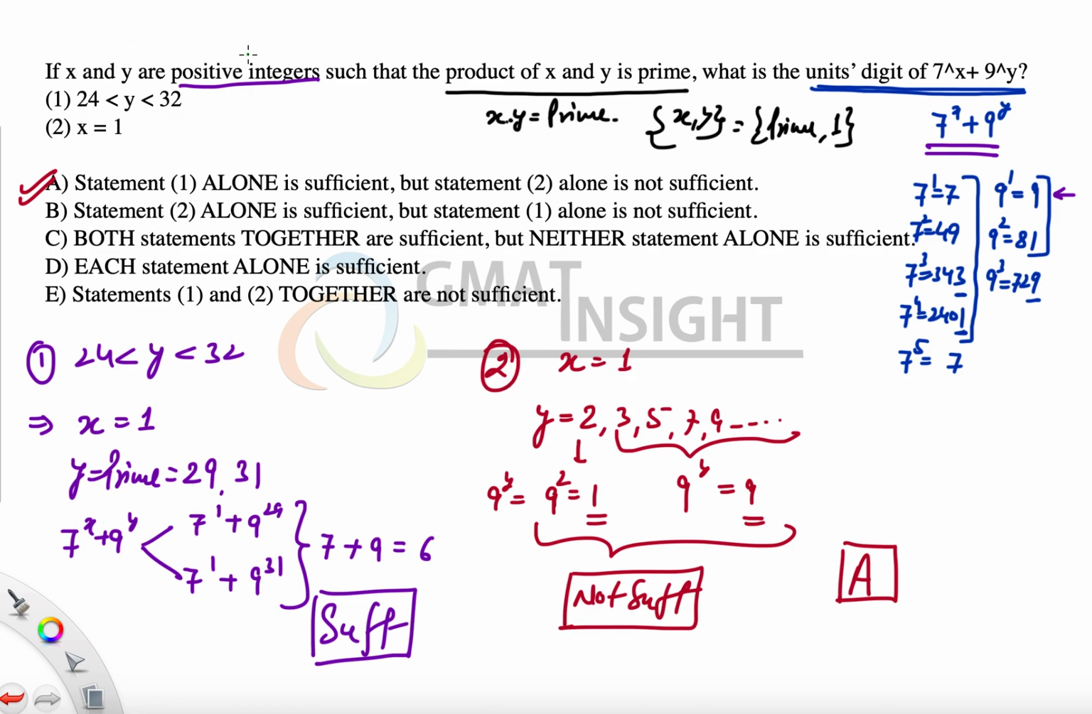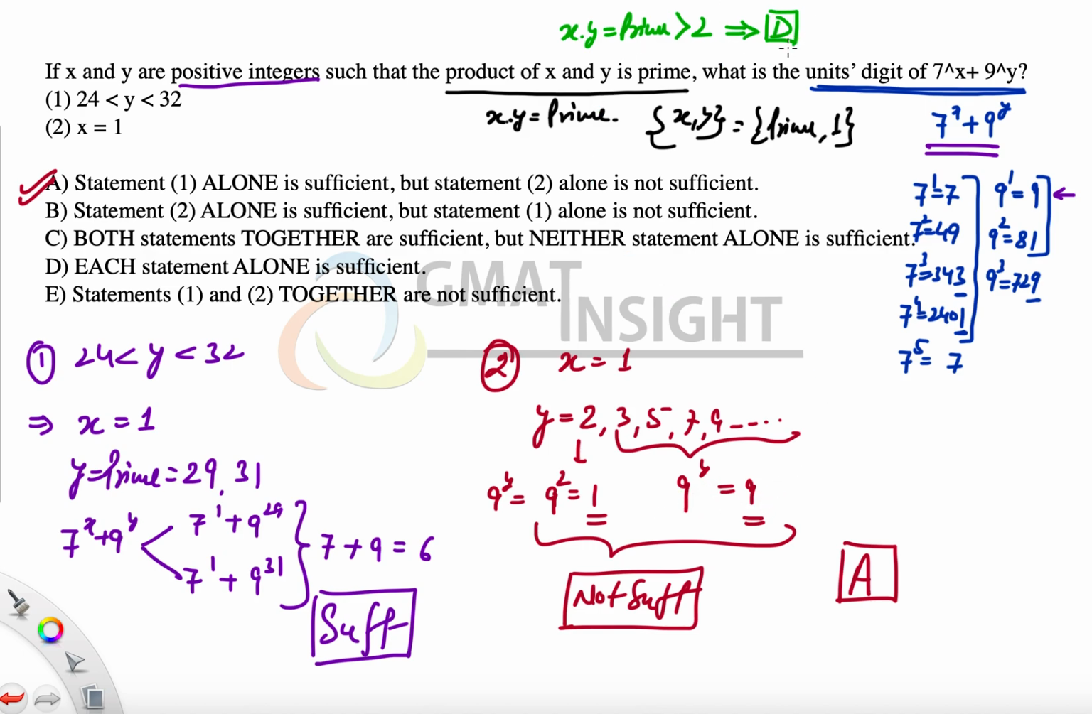If the question had just mentioned that the product of x into y is a prime number greater than 2, in this scenario the second statement also would have been sufficient and the answer could have become option D, because y equal to 2 would not have been acceptable in that case, and for any other value of y, 9 to the power y would have resulted in the same unit digit.